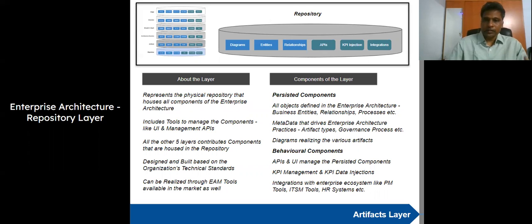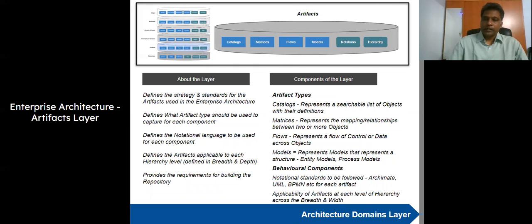Let's move to the next higher level, the artifacts layer. On the artifacts layer, this is where we make decisions on what artifact types we're going to use to represent the enterprise architecture or its components. I have basically defined the artifact types into 4. The first is catalogs. These are lists of objects and their definitions that are managed in the enterprise architecture. This could be a list of applications, a list of processes, a list of business functions. Whatever objects it is, we need to have the catalog of that.